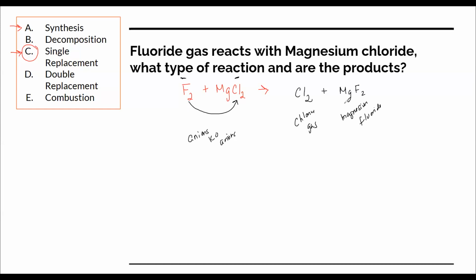I did not have to use a Roman numeral here with the magnesium because his charge is always 2+ because he's in group 2. He's not a transition metal. Only transition metals need Roman numerals in your name. So let's make sure we got everything. Halogens. How did I know he was a halogen?